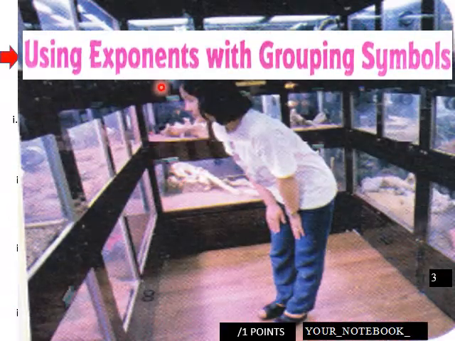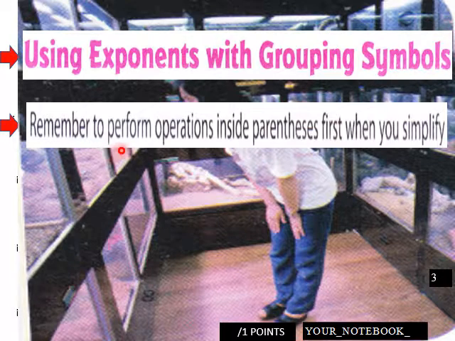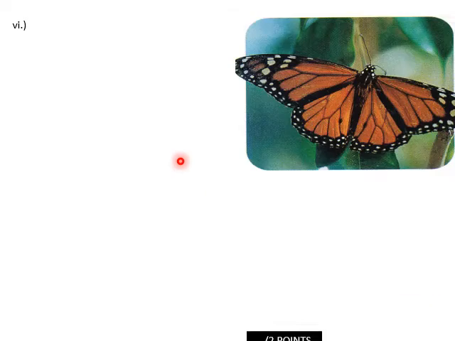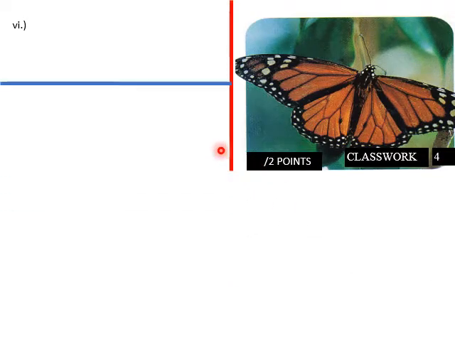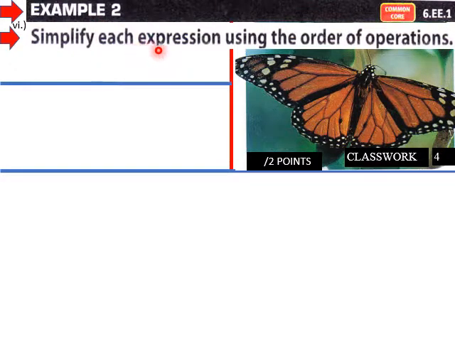Okay, so using exponents, this goes in your notebook. Using exponents with grouping symbols. Remember to perform operations inside parentheses first when you simplify expressions. So to simplify expressions with parentheses, example 2, simplify each expression using the order of operations.